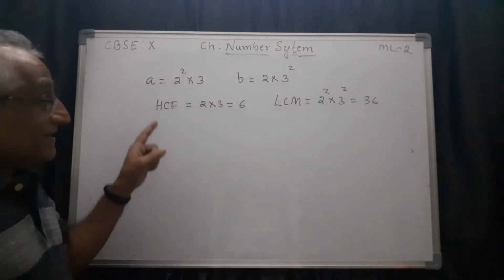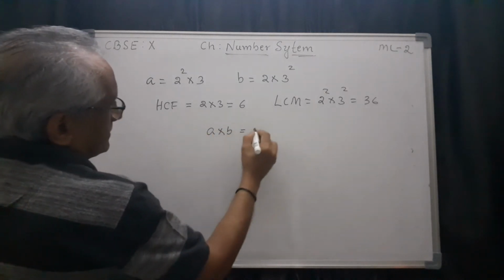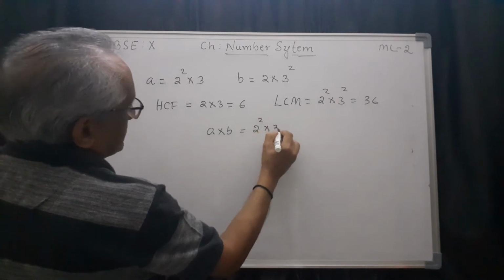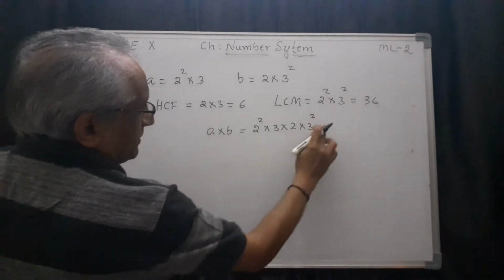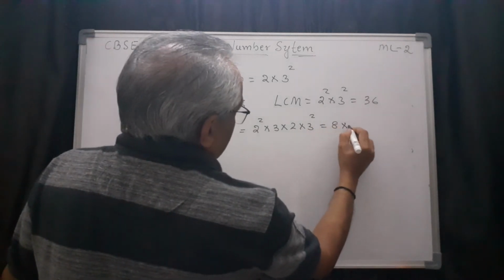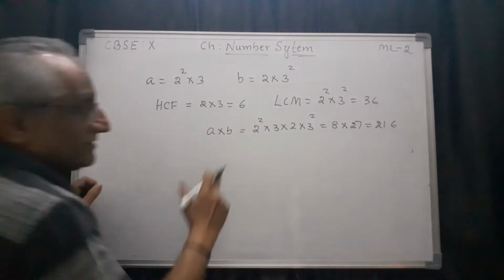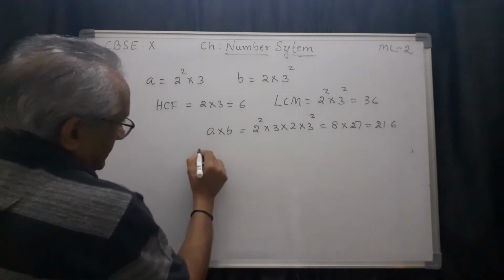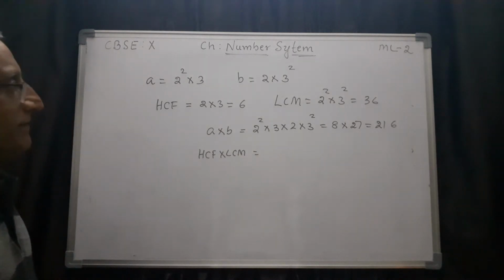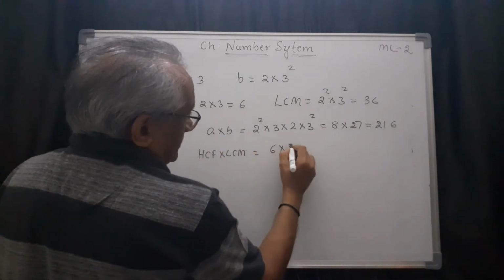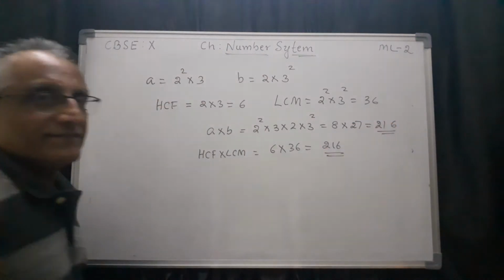Now there is an interesting relationship between these two. First you find A into B, this is 2 square into 3 into 2 into 3 square. If you simplify, you get 8 into 27, that is 216 after simplification. Now you take HCF into LCM. This is 6 into 36. This is also 216. So this is actually the relationship.